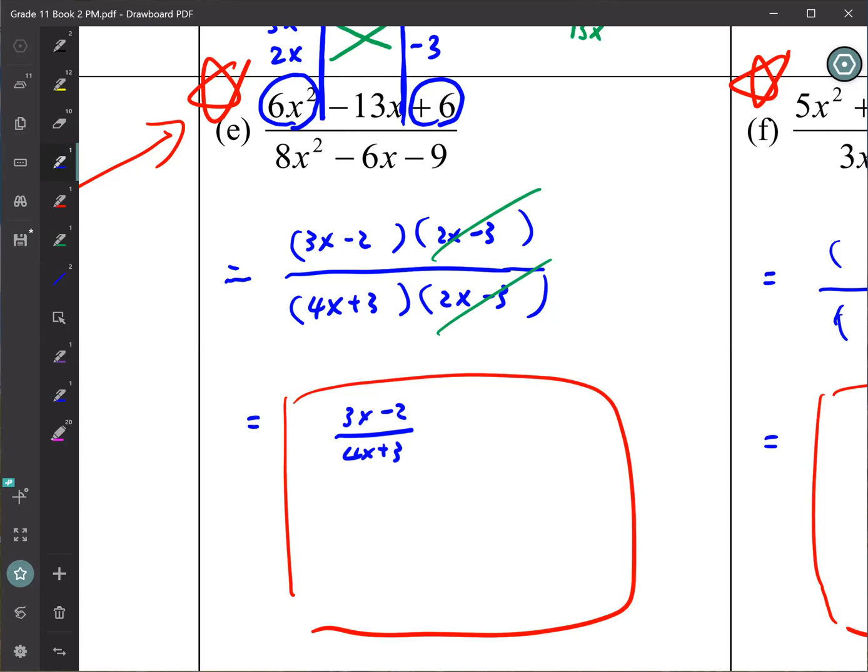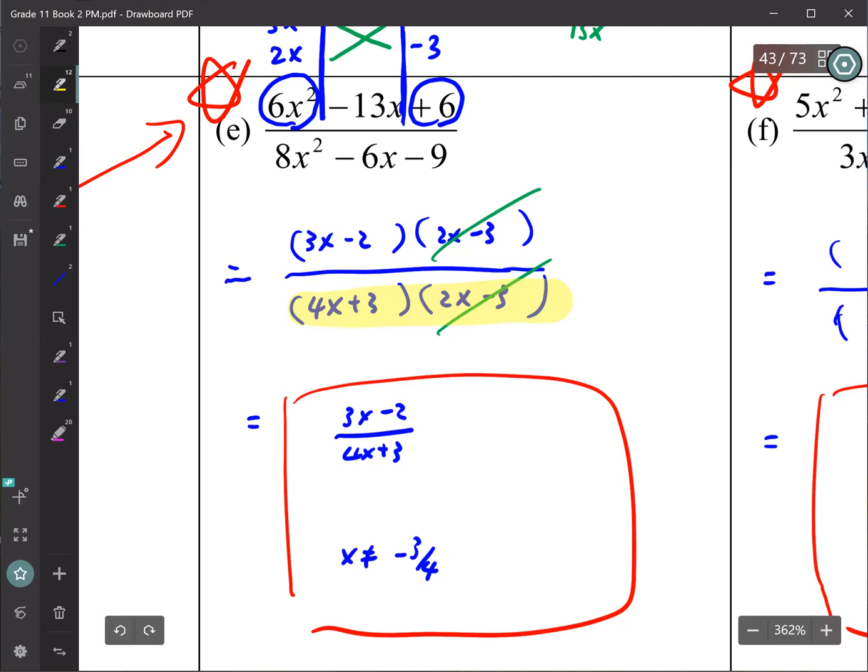The restriction is x cannot be negative 3 over 4. Is that all? I'm pretty sure, yeah. Okay, the line that you need to look for restrictions should be where? Anyone help out here? Where do we look for restrictions? Line 2. Line 2, very good. Okay, you need to look at the line before you cancel out things.